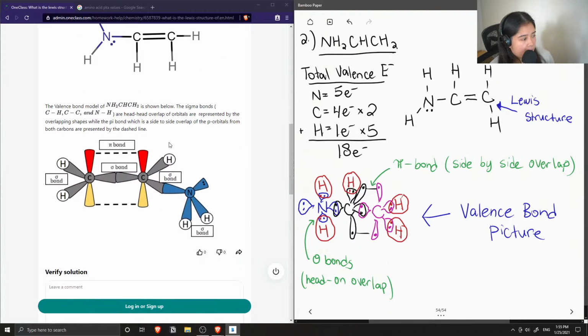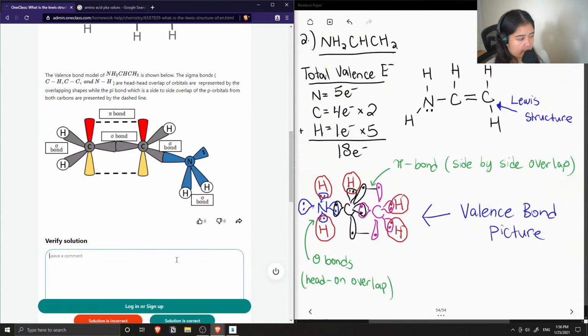Okay, so that's correct. And now the valence model is shown below. The sigma bonds are head-on overlap of orbitals and are represented by the overlapping shapes, while the pi bond, which is a side-to-side overlap of the p orbitals from both carbons, is represented by the dashed line. Okay, so they got the same structure. It's much more neat. So this solution is correct.